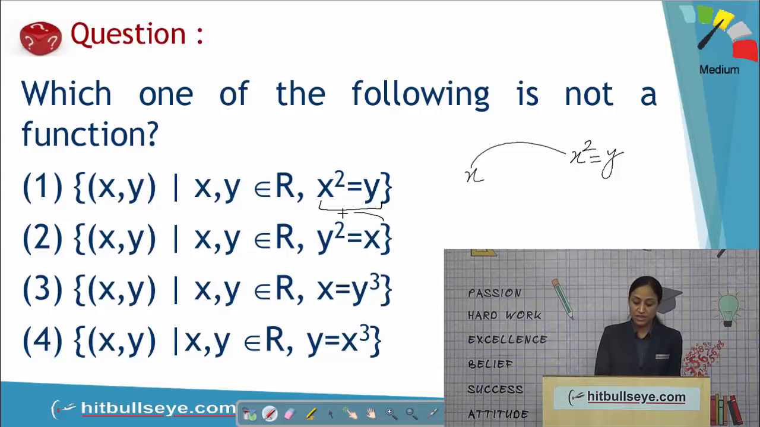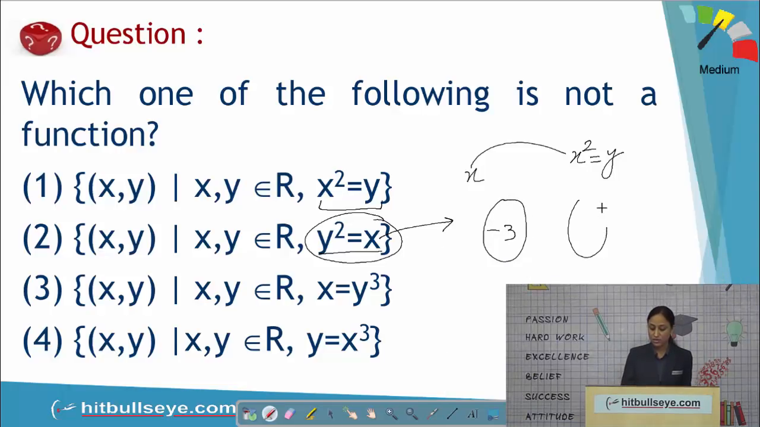In the second option there is a problem. For negative x in the domain, there will be no such y for which I can have y square equal to x. Why? Because y square will always be a positive number. So it can never be equal to a negative x. So for example, I'll have minus 3 in the domain, which will have no image in the codomain. So this certainly fails to be a function.